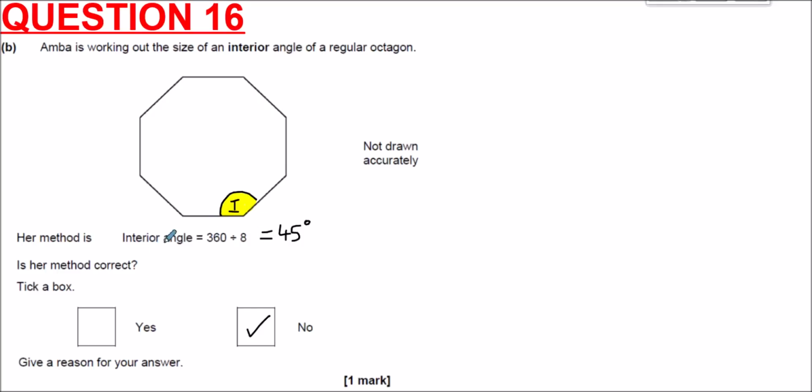Now, if you take the interior angle calculation here, if you take 360 degrees and divide by the number of sides, that is a valid calculation. But it doesn't tell you the interior angle, that tells us the exterior angle.